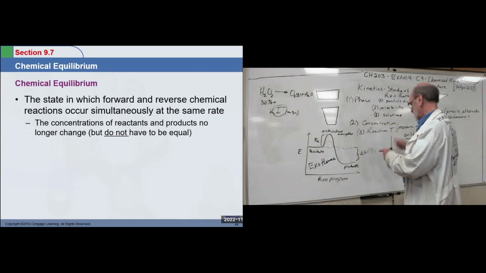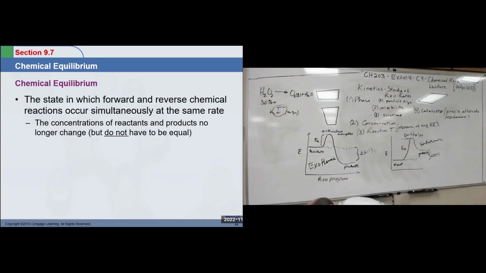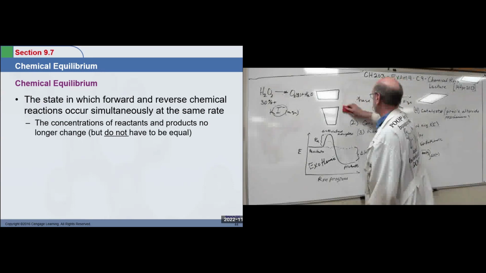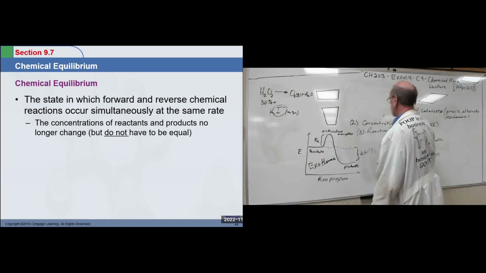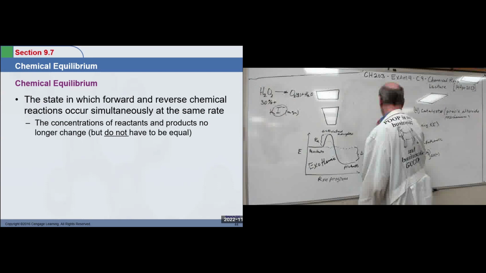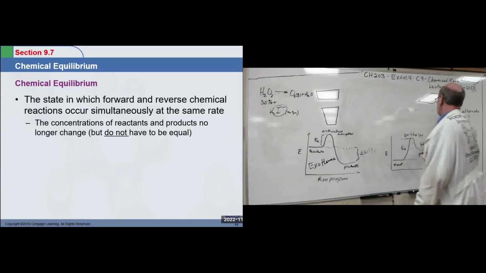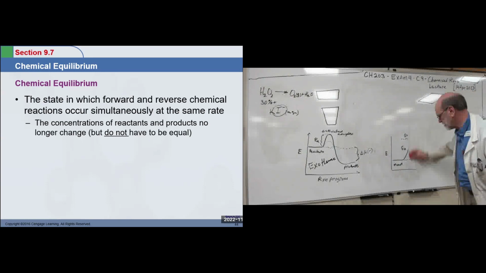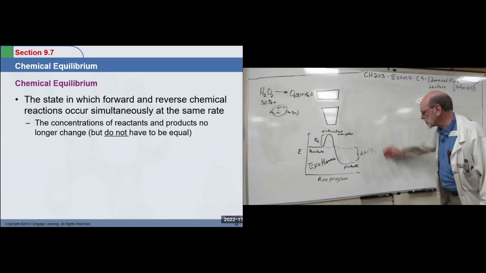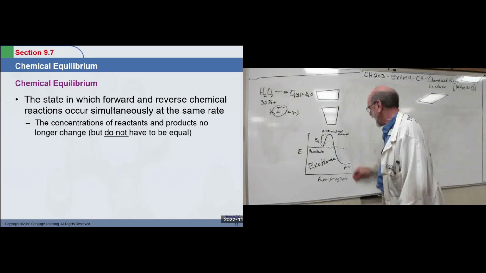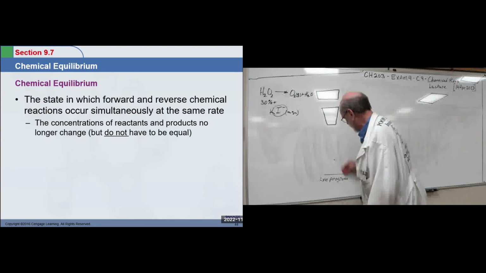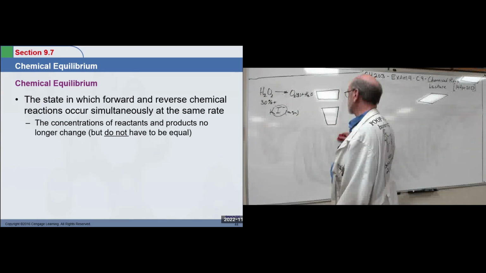Now, that was kinetics. That talks about reaction rates. Now we're going to talk about equilibrium. And in my general chemistry class, I always introduce the kinetics first. I think we can erase this now. Because an understanding of reaction rates helps with understanding equilibrium. And I'll explain that in just a second.